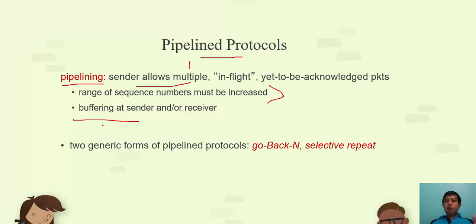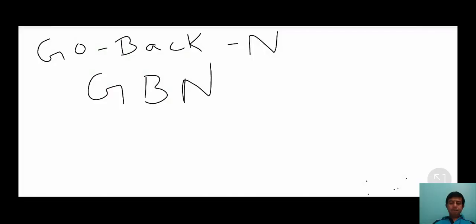Essentially, we now have pipeline protocols which allow me to send more than one packet at a point of time without waiting for their acknowledgement. Due to this, we require more sequence numbers and more buffering. There are two different types of pipeline protocols used in networking: one is known as go back N and another is known as selective repeat. Today we'll discuss these two strategies.